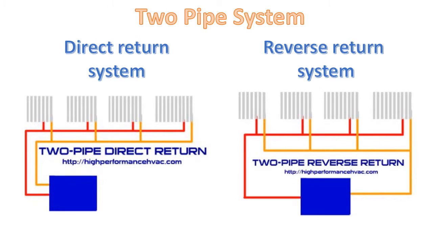On a two-pipe reverse return system, the pipe travels to the last radiator in the system before returning to the boiler to be reheated. The advantage is that the pipe run to each radiator is about the same. This ensures that the frictional resistance to the flow of water in each radiator is the same.